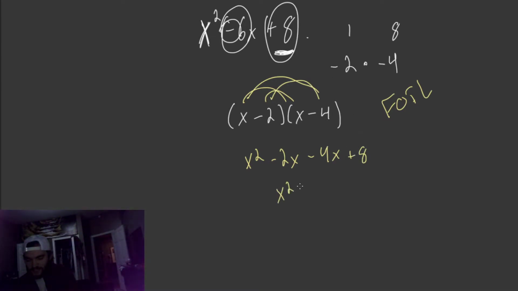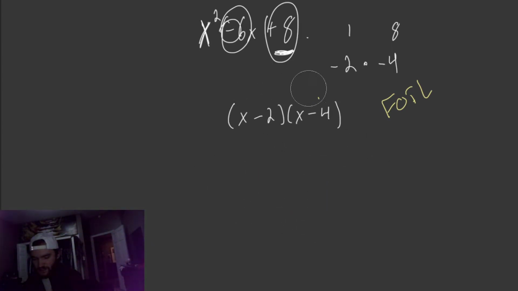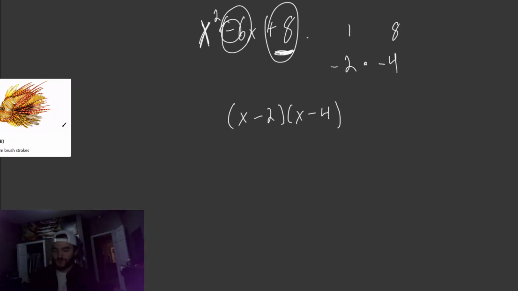And if I were to combine these, I get this: x squared minus 6x plus 8. And if you notice, it's the exact same as the original. So this foiling technique, this factoring technique, works fine. It works perfectly.